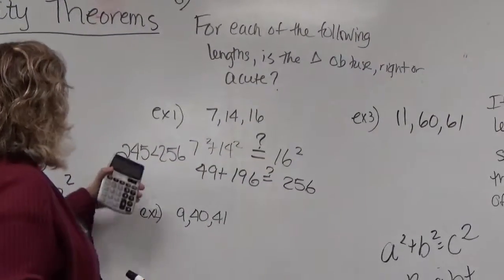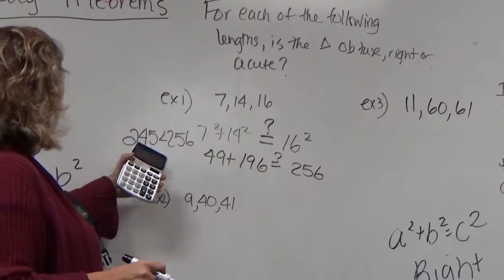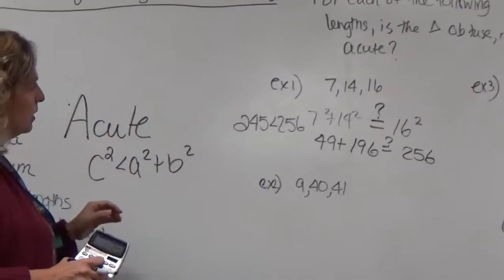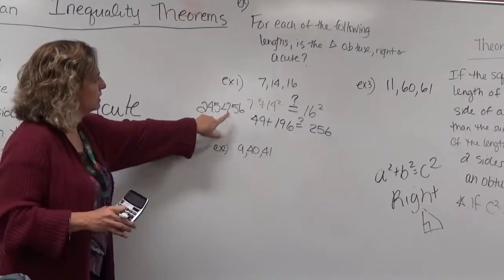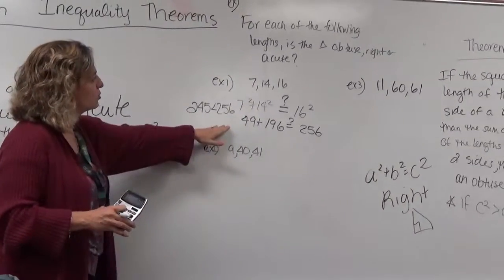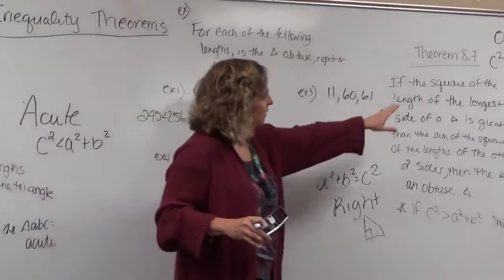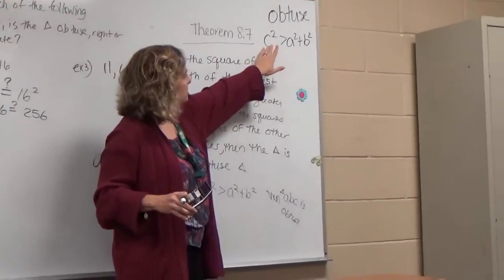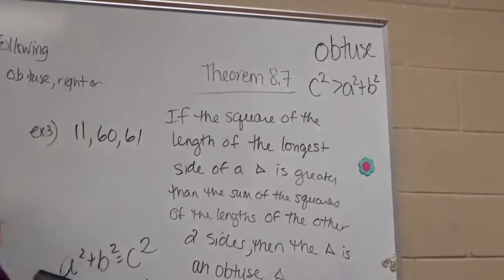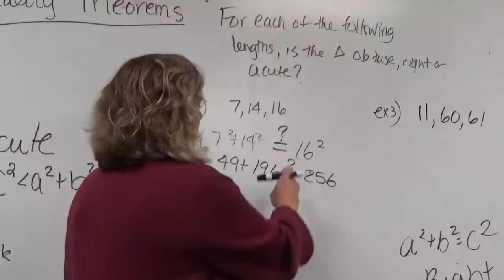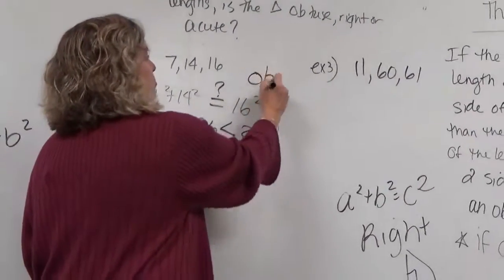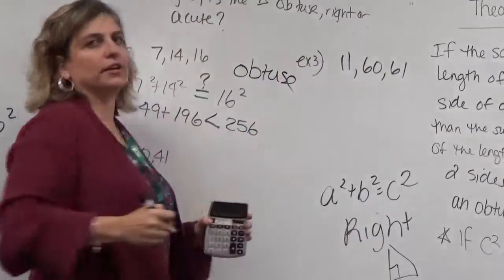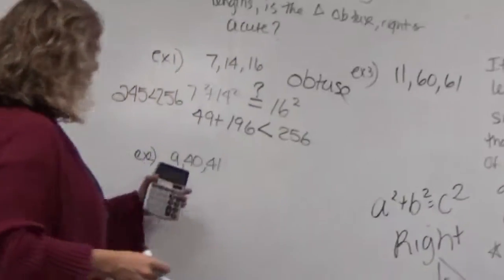Since a squared plus b squared is less than c squared, that means c squared is greater, and I am in the obtuse type of triangle. If c squared is bigger, this one is bigger, this is my c. This is an obtuse triangle. Okay, that's all we're trying to figure out, what kind of triangle it is. Let's look at this one.